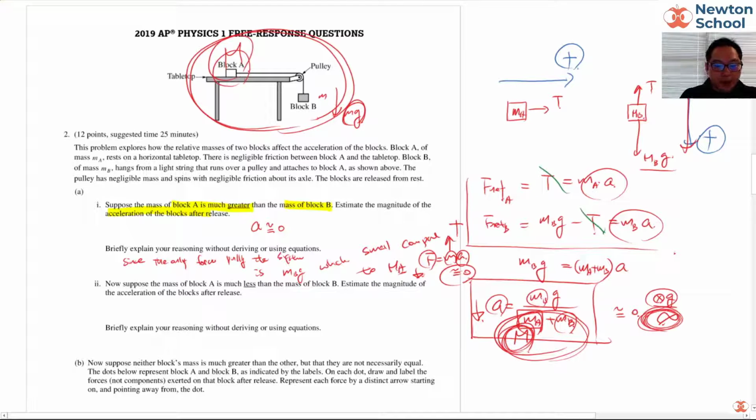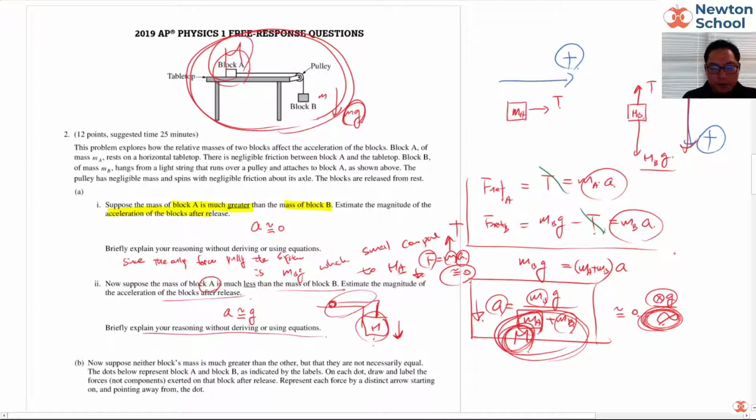Now suppose block A is much less than block B. What is the magnitude of acceleration? If A is small and B gets large, B is not going to feel much of the pull here. So it'll fall as if there's nothing there. That will be close to g, so acceleration will be close to g or less than g. But since there's certain mass, even if it's small, it's still there. So it's close to g, but slightly less than g, I guess.